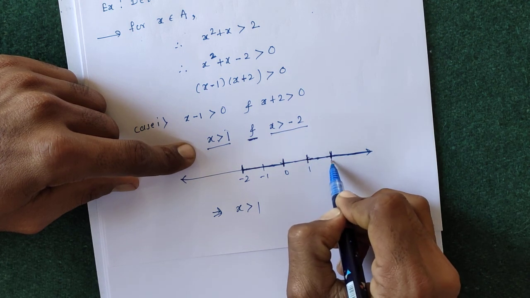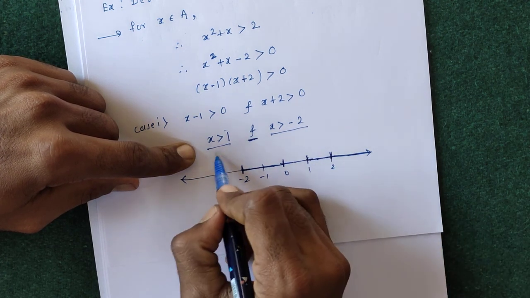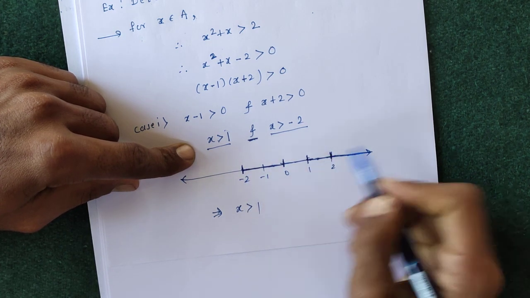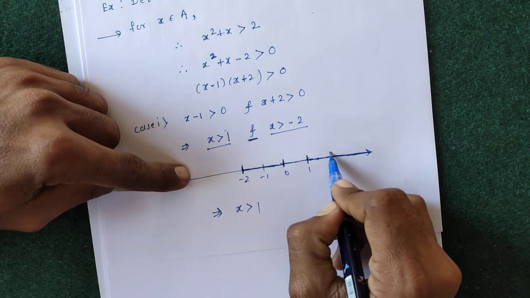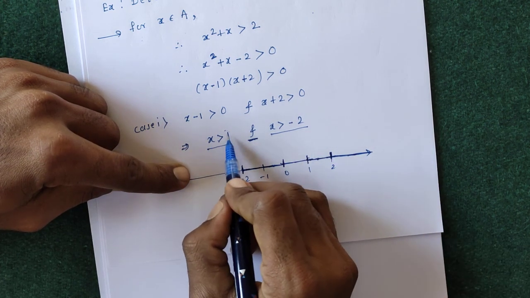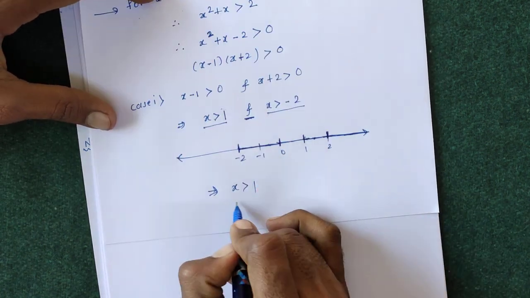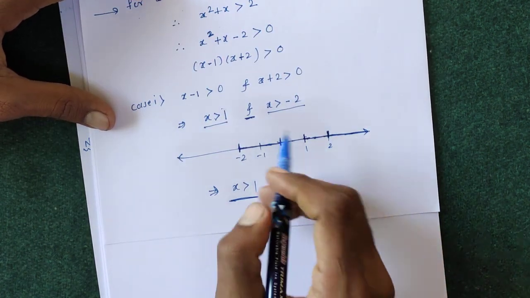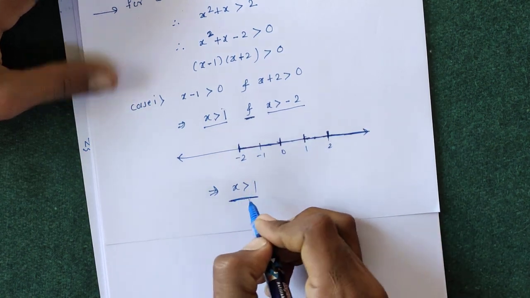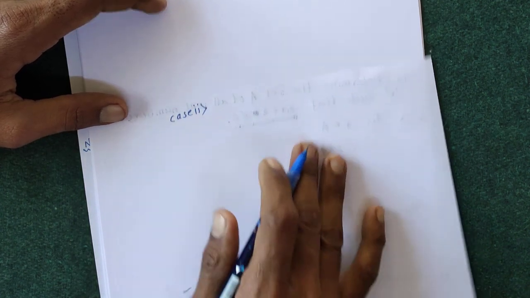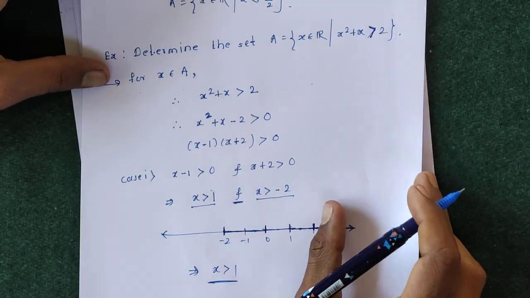So here 2 is greater than 1. Similarly 2 is greater than minus 2, because 2 is on the right hand side of minus 2. So 2 satisfies both the conditions, that is 2 is greater than 1 as well as 2 is greater than minus 2. So if we combine these inequalities, then our x must be greater than 1. So in the first case we get x greater than 1. Now the second case: both the numbers a and b are less than 0.